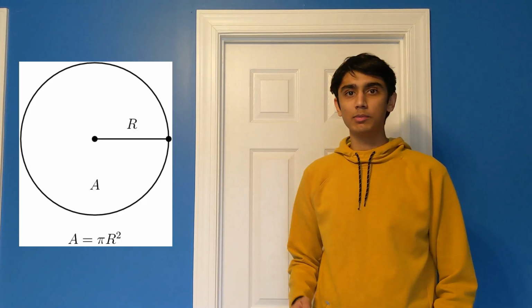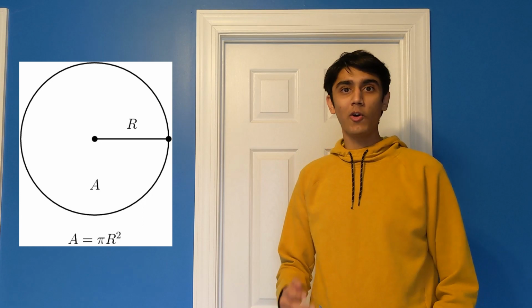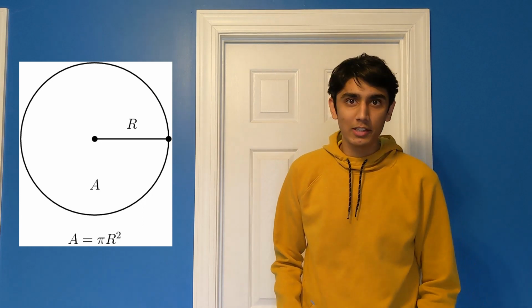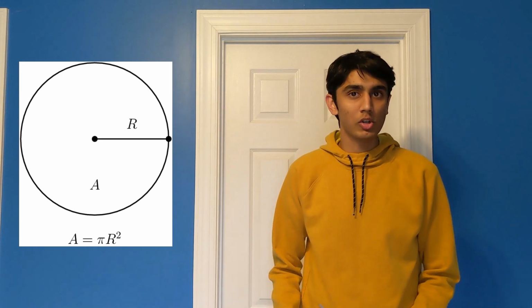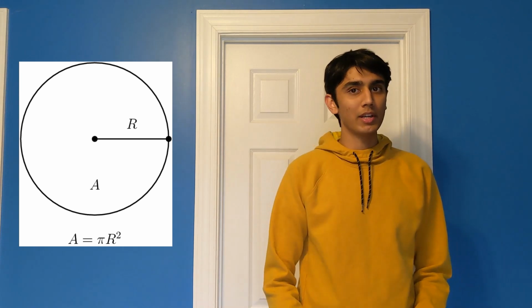The second way to calculate pi is to use the area formula of a circle. So the area of a circle is pi r squared, where r is the radius of the circle. So we can do something similar to last time, where we'll draw out a circle and we'll calculate its area to find pi.